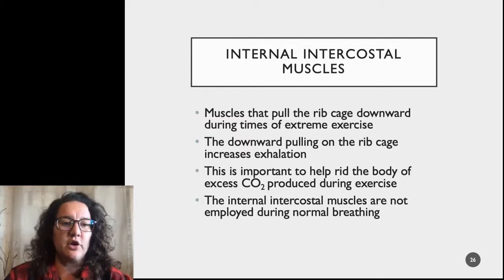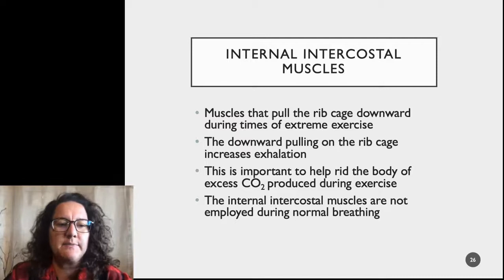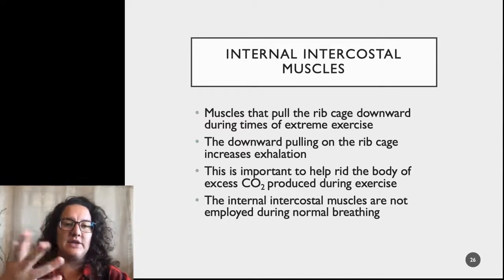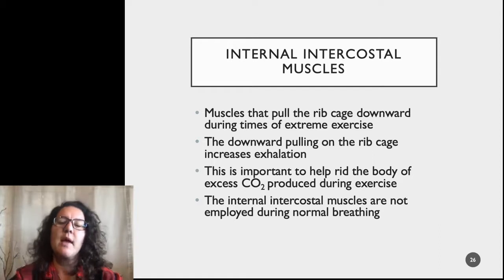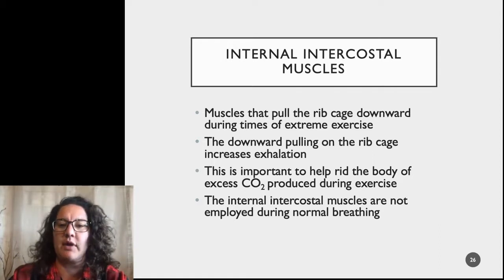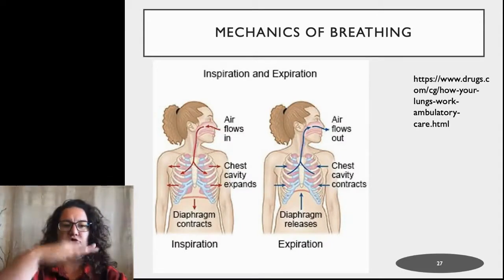The internal intercostal muscles pull the rib cage downward during times of extreme exercise, which increases exhalation. This is important because it helps our body get rid of the excess CO2 produced during exercise, but they're not generally employed during regular breathing.